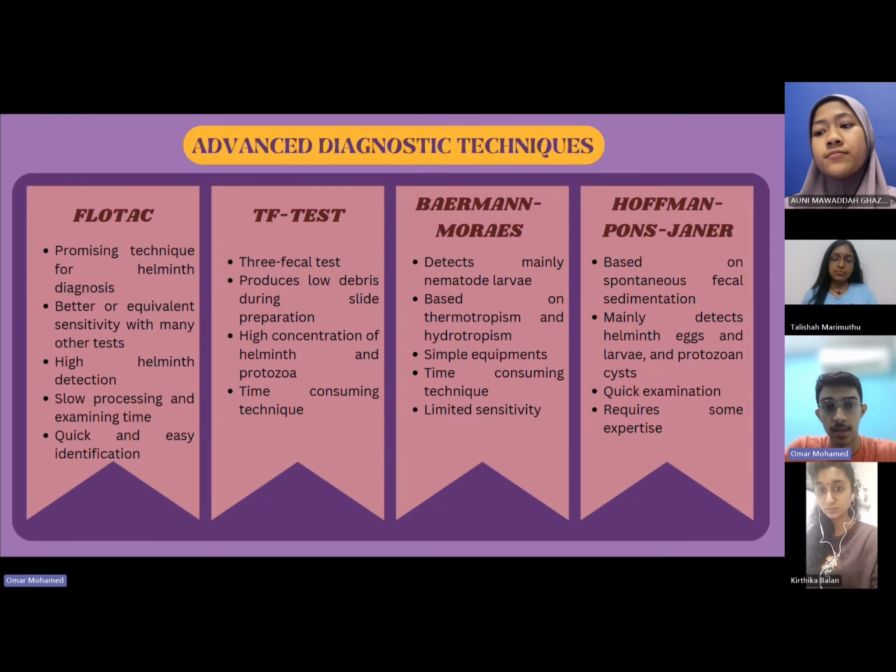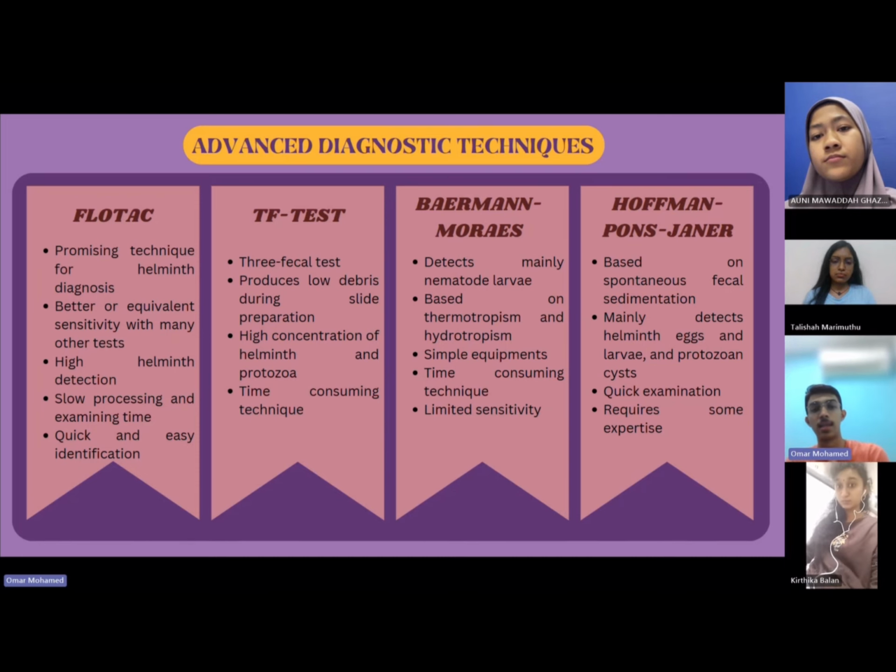For the advanced diagnostic techniques, there are mainly four prospective techniques that can be used in place of the current gold standard, which is the Kato-Katz. There's FLOTAC, the TF test, BM or Baermann, and HPJ, Hoffman-Pons-Janer. FLOTAC or mini-FLOTAC is a promising technique for helminth diagnosis. It is usually better than or equivalent to many other tests in terms of sensitivity.